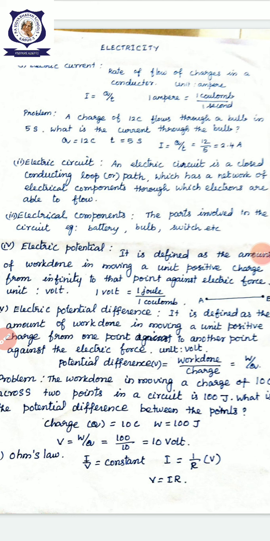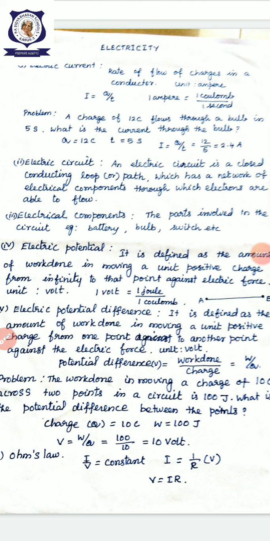We need a circuit for the flow, that is, we need a path for the flowing of charge, and that is called an electric circuit. An electric circuit is a closed conducting loop or path which has a network of electrical components through which electrons are able to flow. We need a closed conducting loop.